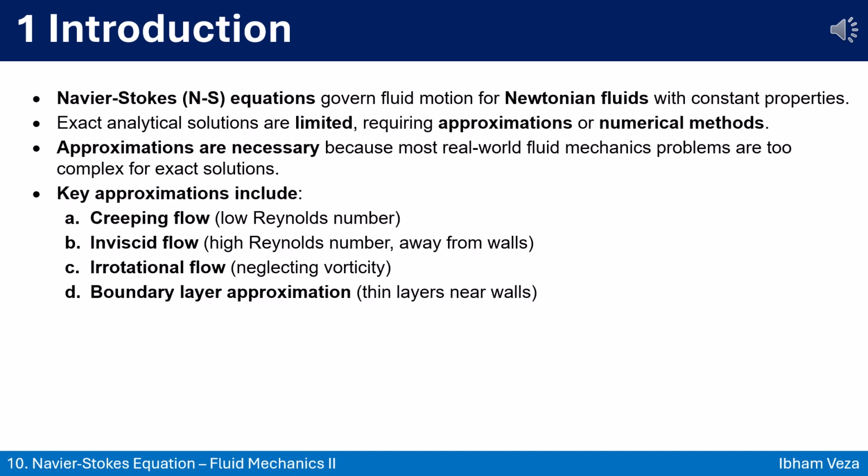Inviscid flow ignores viscosity entirely, useful for high-speed flows far from solid surfaces. Irrotational flow assumes zero vorticity, often valid in regions where the fluid is undisturbed by boundaries. Finally, the boundary layer approximation focuses on thin viscous layers near walls where most of the velocity change happens. Each of these approximations is a lens, allowing us to simplify the equations without losing essential physics. In this course, we'll learn how and when to apply them.